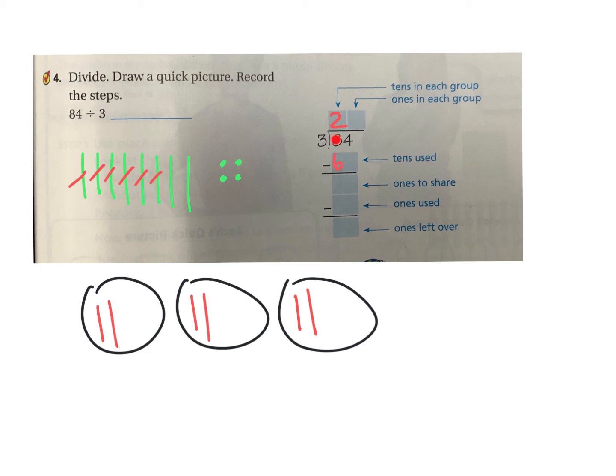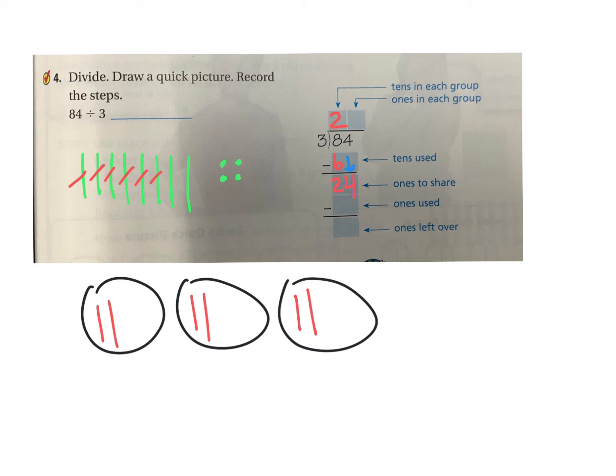How many did that leave me with? 8 minus 6 is 2 rods. Now, these 2 rods that are left, I'm going to break them apart, 20. And then I have the 4 ones that were still there. I'll bring those down, 4 ones. That's hard to see. I'll put it back to red again. 4 ones. And now I'm going to pass out 24 units into the 3 groups.